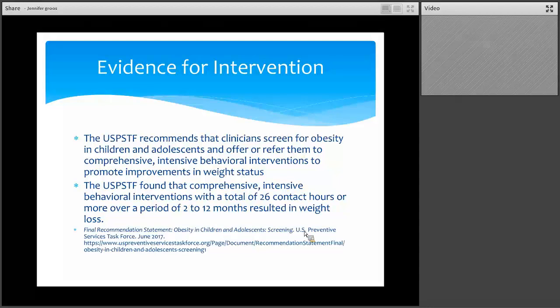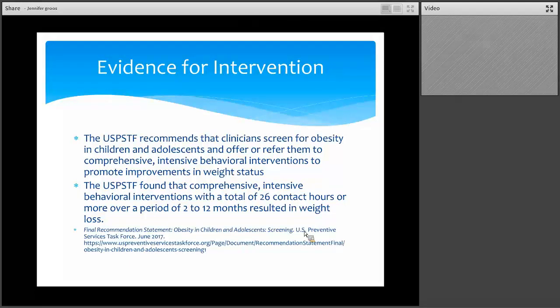In 2017, the U.S. Preventive Services Task Force recommended that clinicians screen for obesity in children and adolescents and offer or refer them to comprehensive intensive behavioral interventions to promote improvements in weight status. And that research actually found that comprehensive intensive behavioral interventions with a total of 26 contact hours or more over a period of 2 to 12 months resulted in weight loss. And so they reviewed a lot of literature and found that the more contact hours there were, the more likely the children were to have changes in their body mass index.